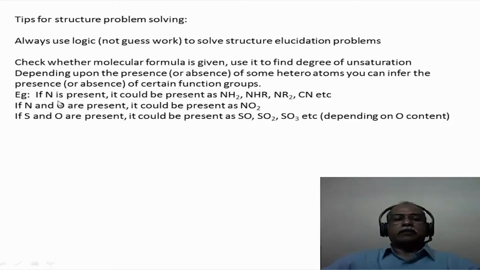For example, if nitrogen is present, you can come to the conclusion that it might be an NH2 group, an NHR group, a tertiary amine, or a cyano functional group. If both nitrogen and oxygen are present, if there are two oxygens present in the nitrogenous compound, it could as well be NO2, which you can confirm from the infrared spectrum. If sulfur and oxygen are present, like we saw in the earlier example, it could be SO, SO2 or SO3, depending upon how many sulfur and oxygen atoms are present in the system.